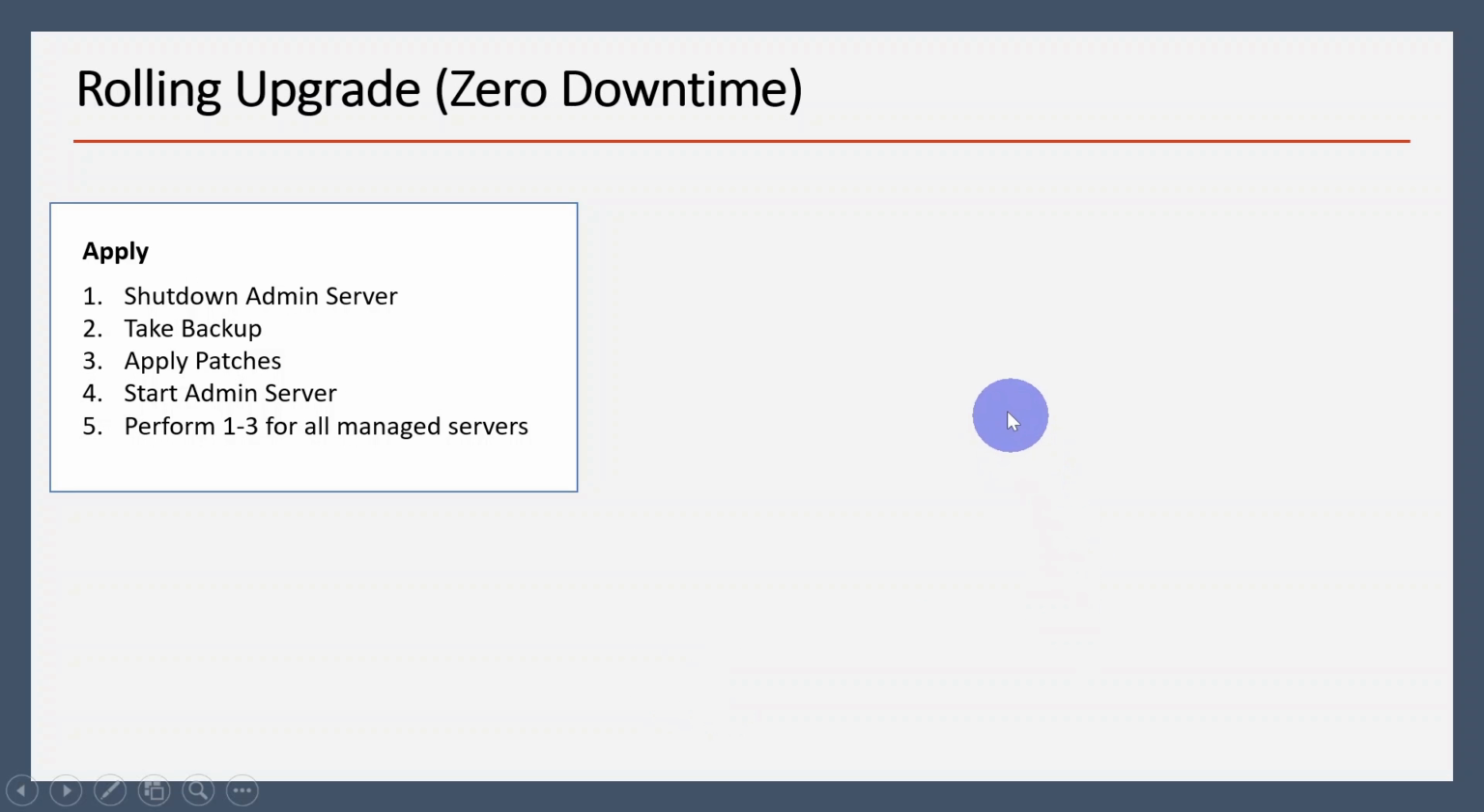Let's say if you want to patch with zero downtime, you can go with rolling upgrade, where you should start this activity with your admin server, shut it down, then take the backup of your binaries and domain files. Then you should apply patch on your admin server. Then you can start your admin server, and then one by one you can apply patches and restart your managed servers. So by this, you won't impact any ongoing transactions, and you don't have to take downtime to do your patching activity.